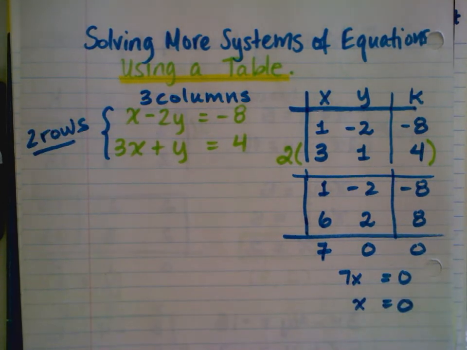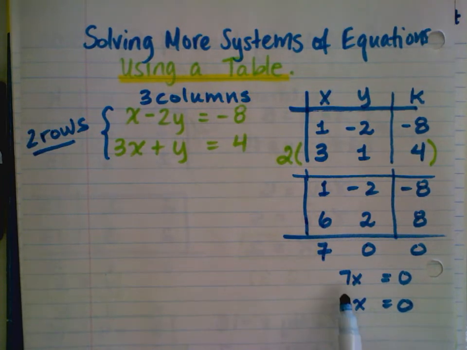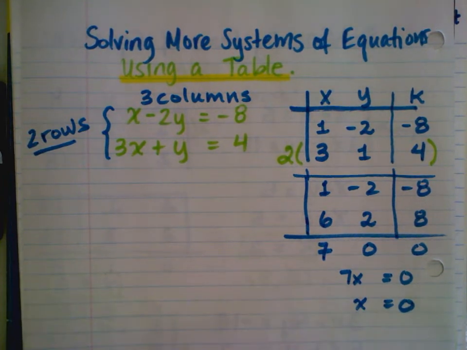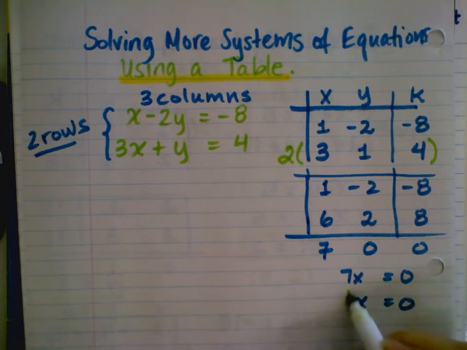That's the zero product rule: when 2 values multiply to make 0, one of them has to be 0. So if one of them is 7, the other one's got to be 0. So there's the value of x.